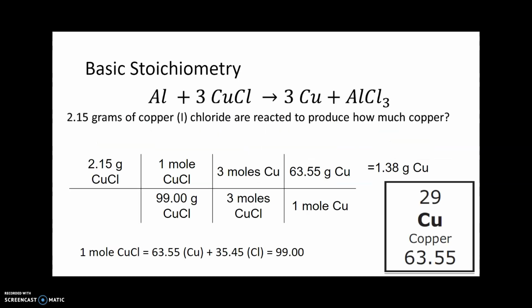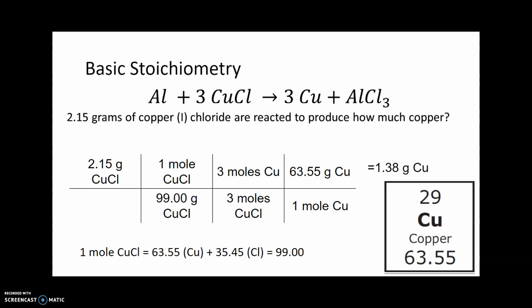Back to our reaction between aluminum and copper 1 chloride, we are asked: 2.15 grams of copper 1 chloride are reacted to produce how much copper? So like I said, we're given a number in the problem, 2.15 grams of copper 1 chloride, and so that is where I start my railroad tracks.